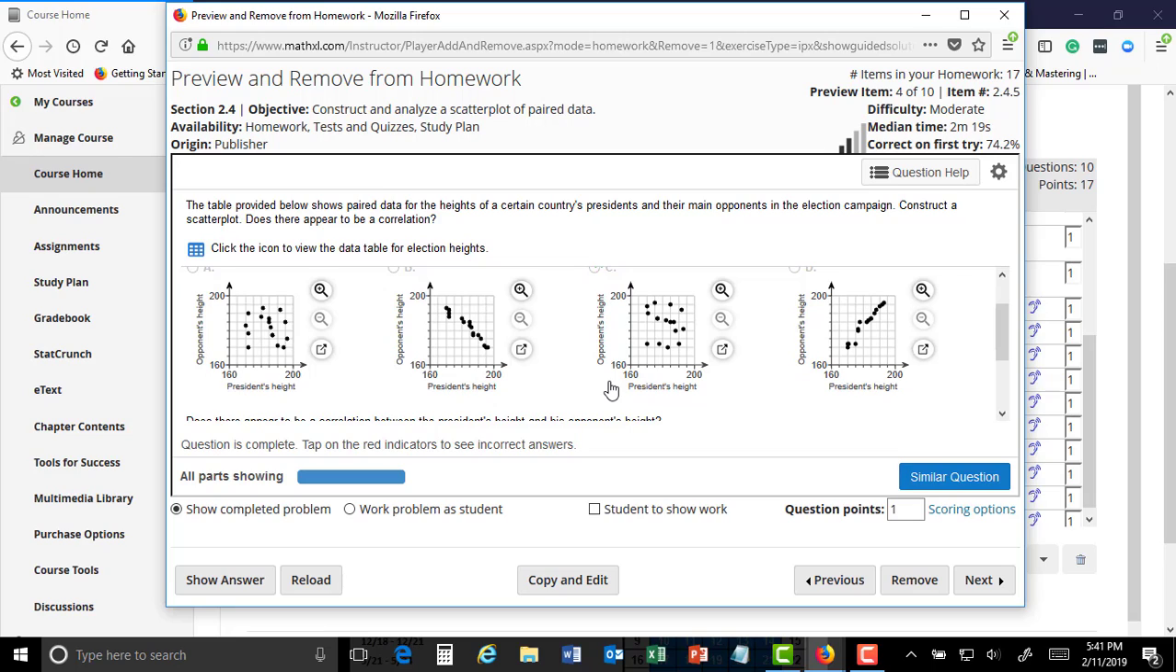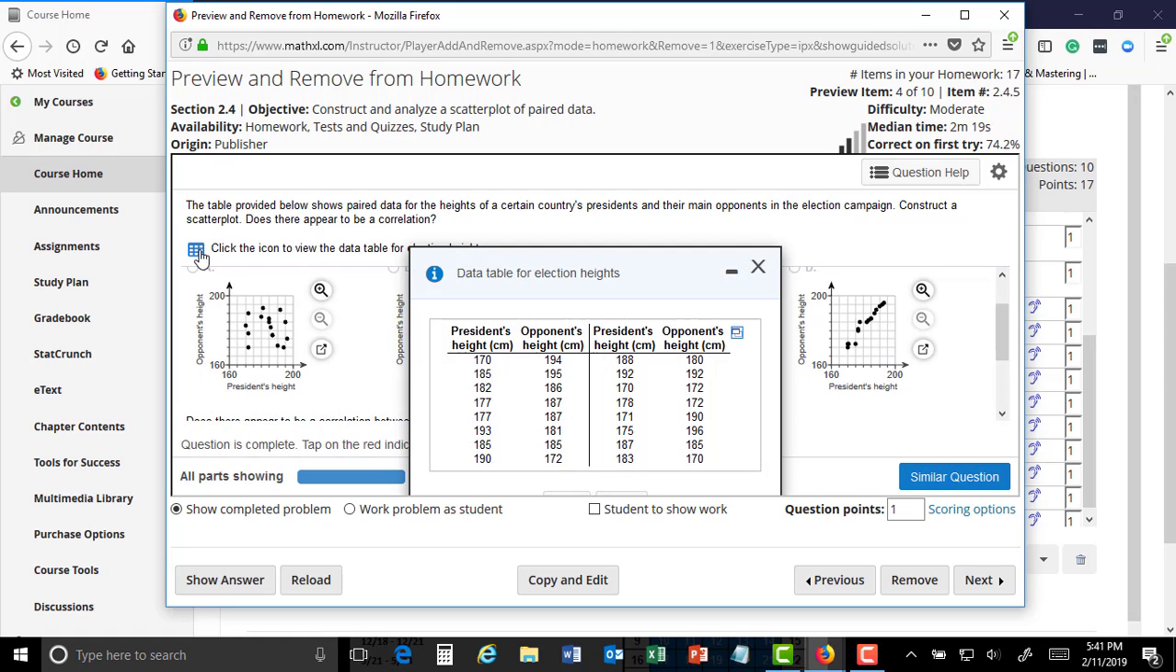So you have two paired sets: the president's heights and the opponent's heights. This one doesn't have data, does it? Let's see. The table below shows paired data. Okay. So, open StatCrunch.